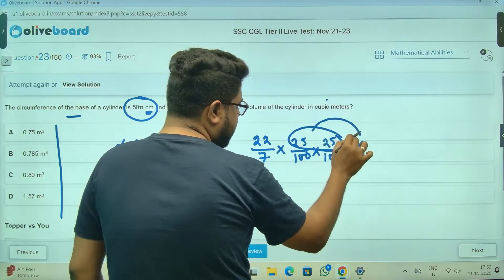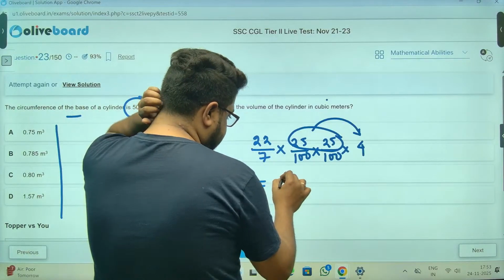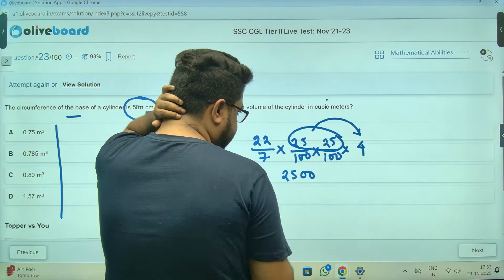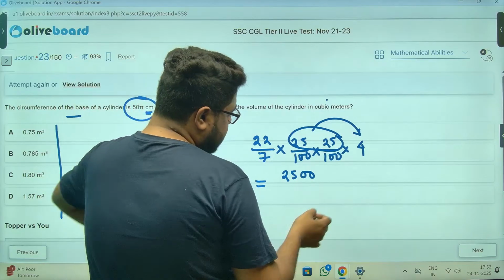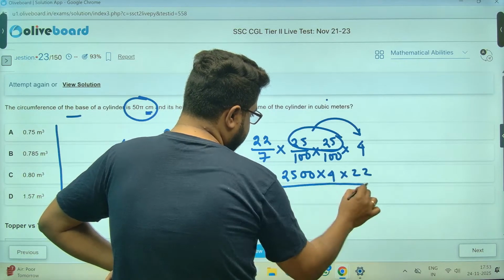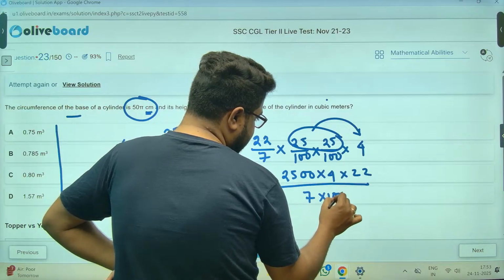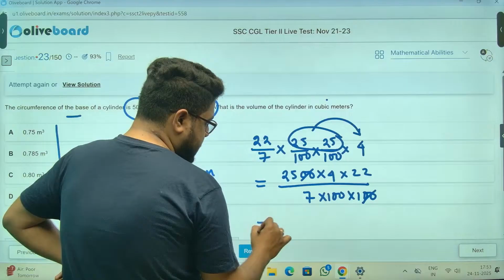625 into 2 is 1200, into 2 is 2500. 2500. Acha, I could have cancelled this. चलो ठीक है, no worries. Into 4 into 22 divided by 7 into 100 into 100, sir. 0000 gone, sir. ठीक है.